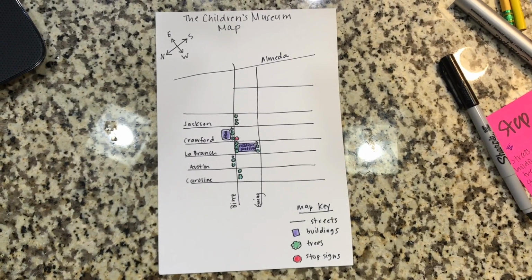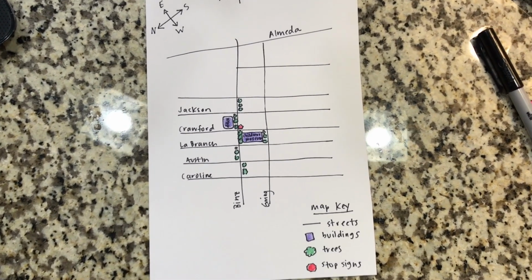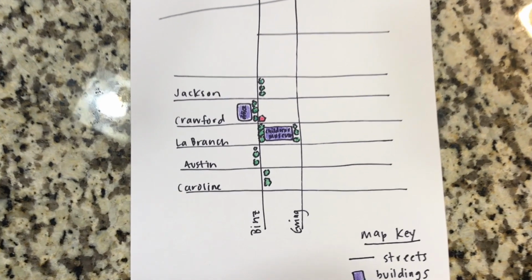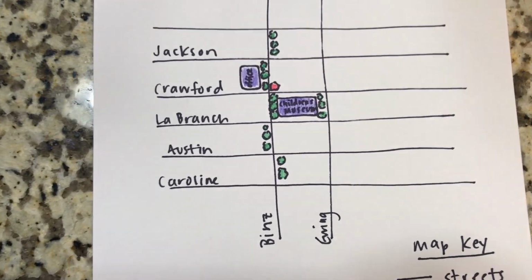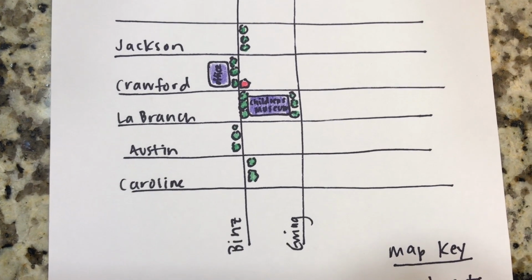Now you can finish drawing your map. Make sure to label as many things as you can to provide as much detail as possible. You guys want to see mine? Here's a picture of my final map. You can see here that I've labeled the streets. I've put where the Children's Museum is, even where some trees and stop signs are.